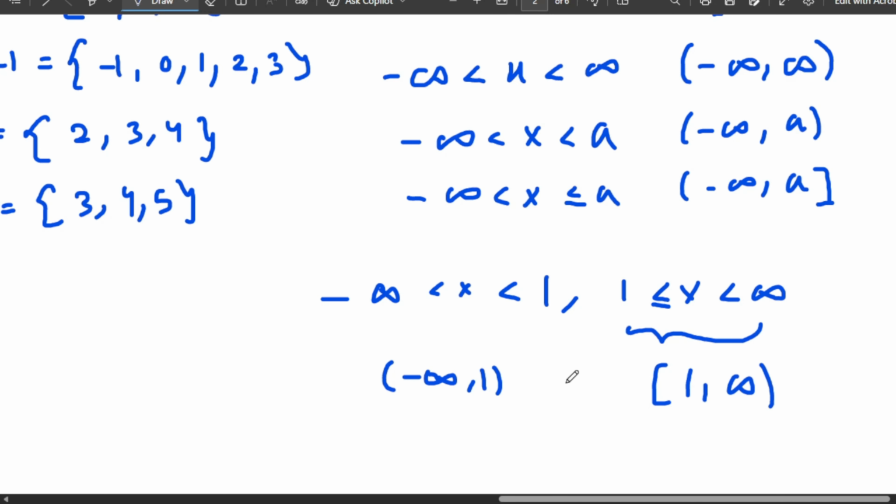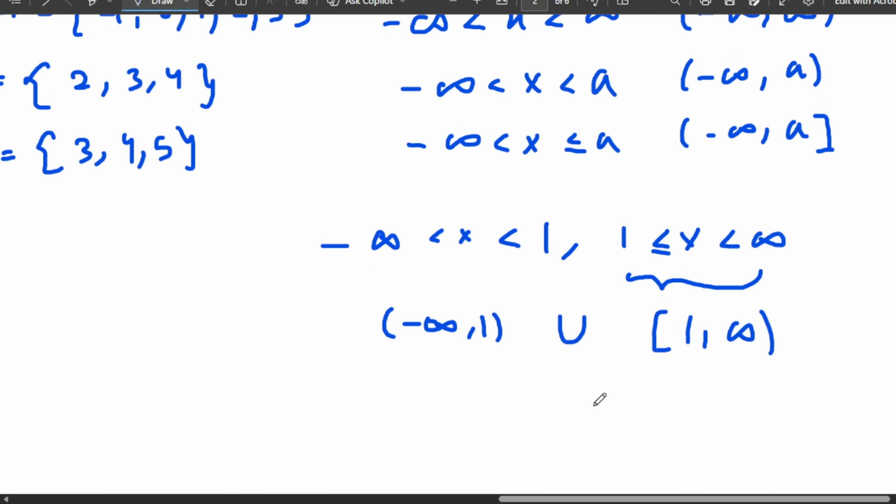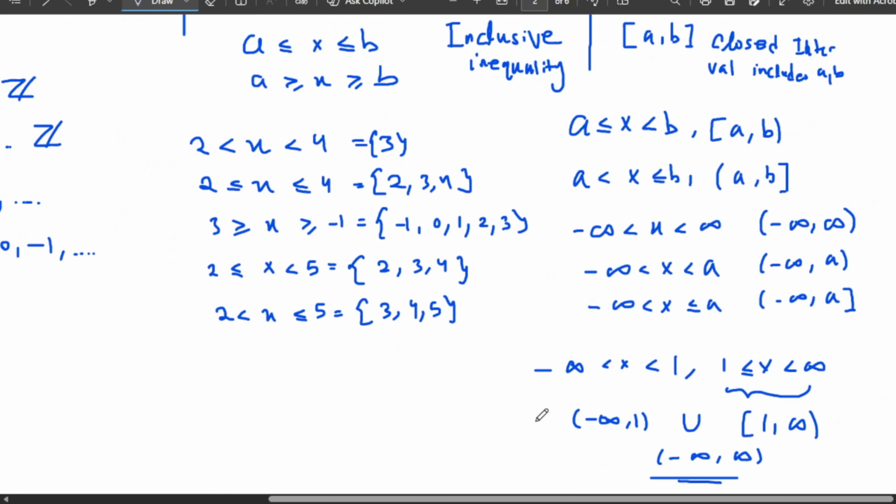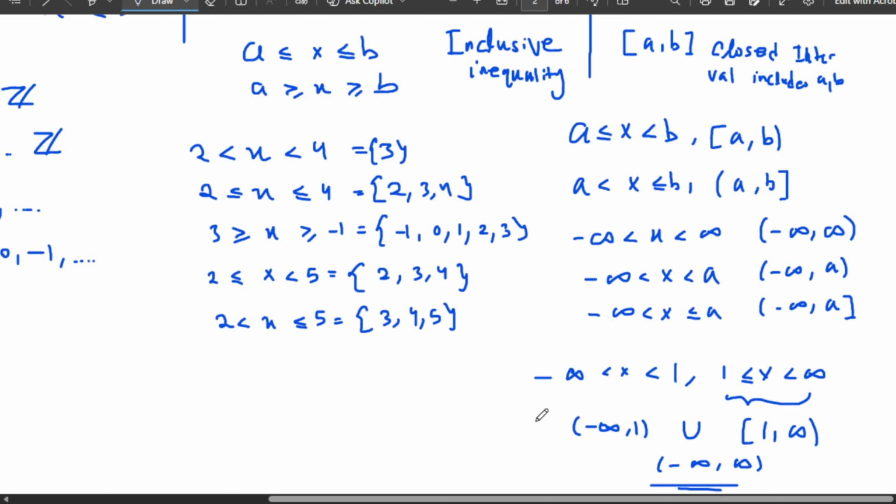To write this, we write a union. This is called union, where they are joined together. So negative infinity and 1, union 1 and positive infinity. But since we're going from negative infinity to positive infinity, and that includes 1, we don't need to write 1 here. So we just write negative infinity to positive infinity. Okay, we're going to get into that more in later videos.